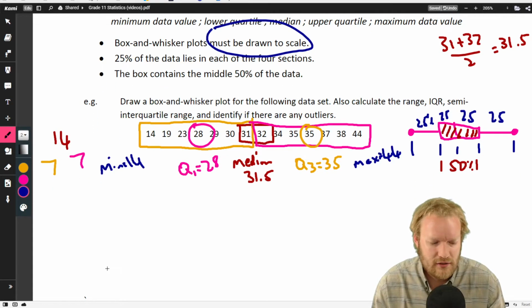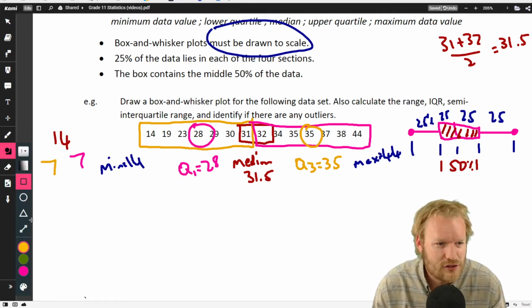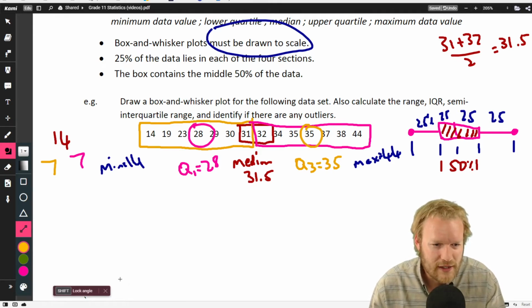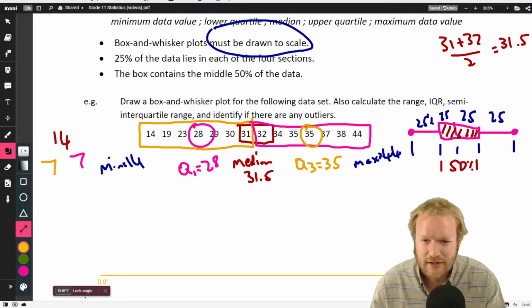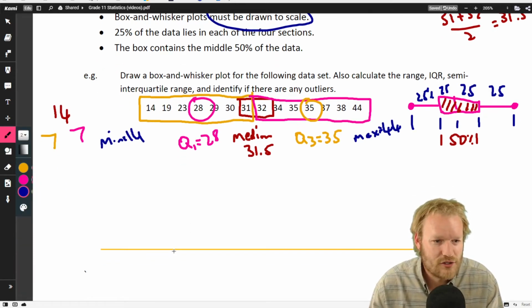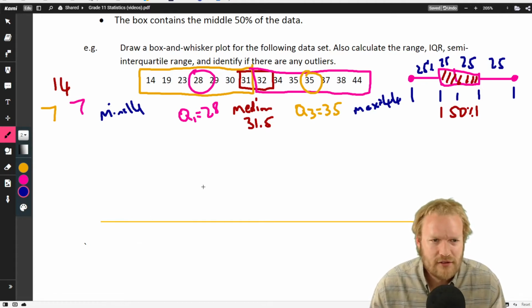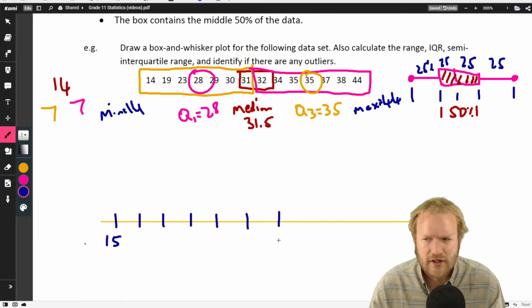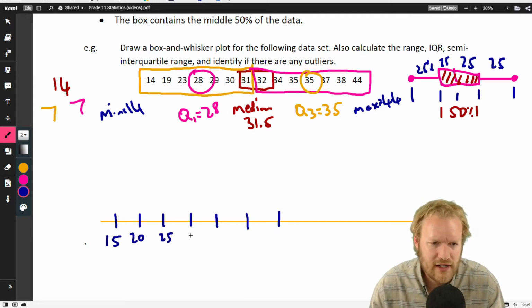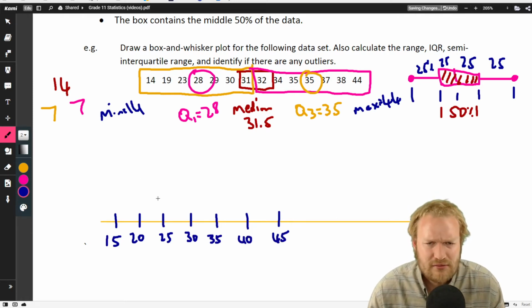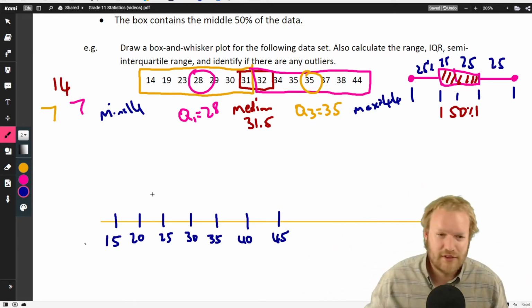So we're going to draw our very straight line. Isn't there a straight line function here? So let's go like that. It's going to go behind me, that's fine. And we have our points. It must go 14 to 44. So I think it's easiest to start at 15 and go up in fives: 20, 25, 30, 35, 40, 45. And that's even. Obviously, just use that lovely thing called a ruler.